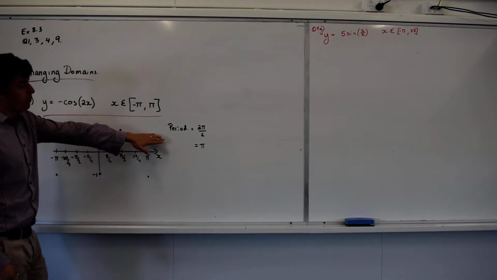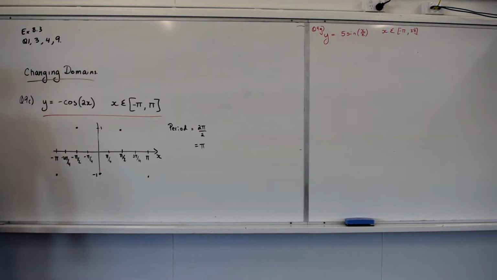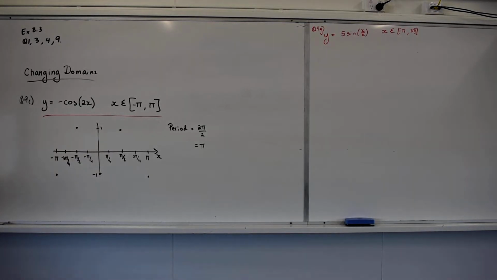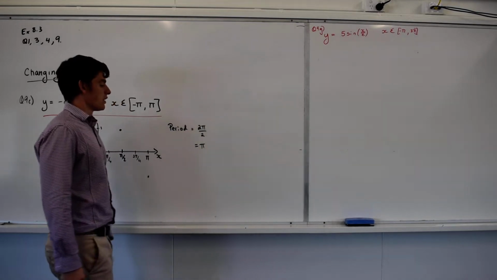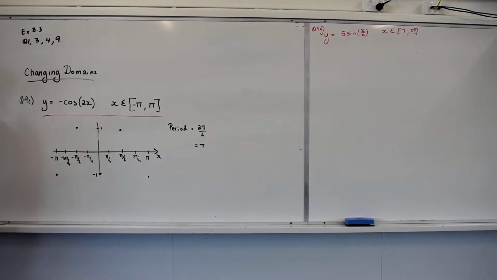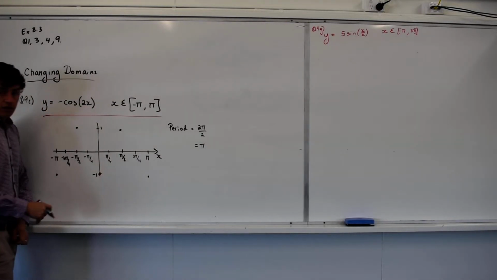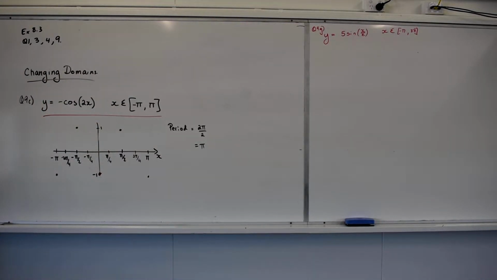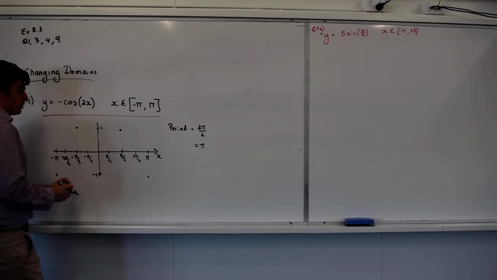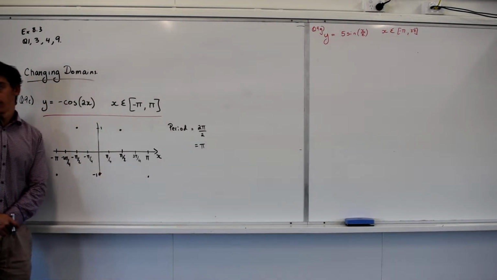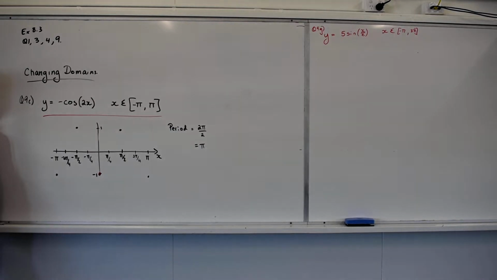I then identify the period of my function, and I use that 2 pi on b, 2 pi on 2, which leaves us with pi. I know because it's negative cos, where's it going to start? Down. It's going to start here, correct? There's no amplitude, so I put it at negative 1. If I am 1 period away from that, where am I going to be? In the same place, correct?